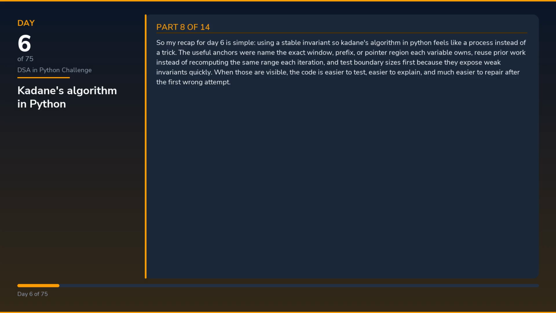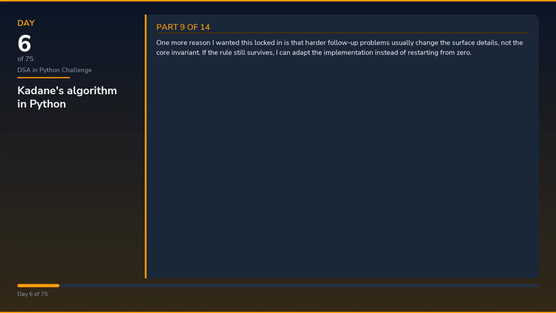Using a stable invariant, so Kadane's algorithm in Python feels like a process instead of a trick. The useful anchors were: name the exact window, prefix, or pointer region each variable owns; reuse prior work instead of recomputing the same range each iteration; and test boundary sizes first because they expose weak invariants quickly. When those are visible, the code is easier to test, easier to explain, and much easier to repair after the first wrong attempt.